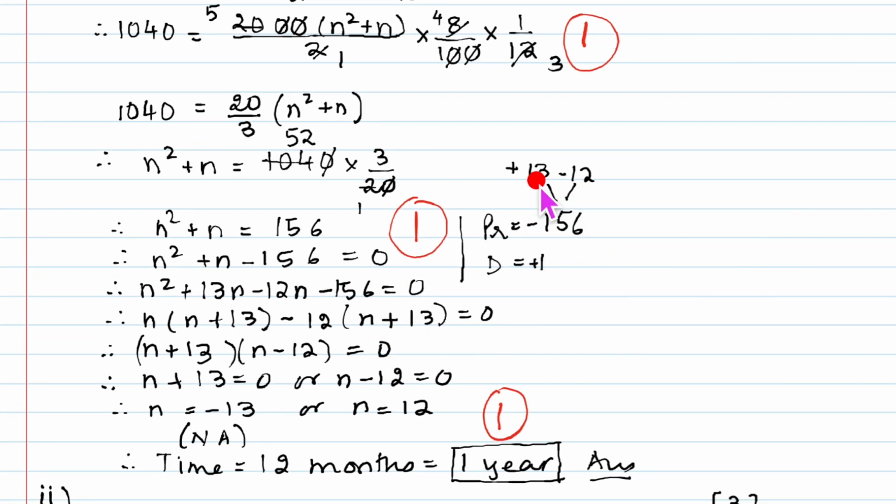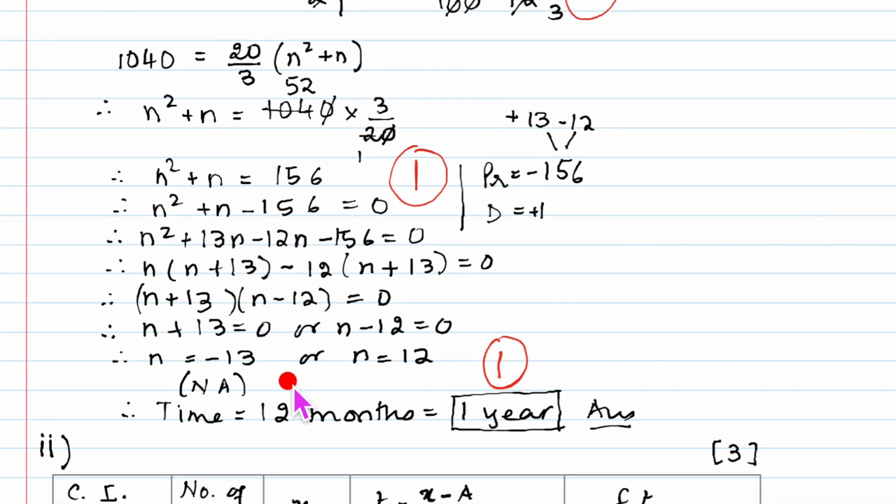We split the term like so and then after factorization, we get 2 factors here. So we'll say n plus 13 equal to 0 or n minus 12 equal to 0. And then that will give us n equal to minus 13 or n equal to 12. Now minus 13 as the number of months is not applicable. We cannot have number of months as negative. So time is 12 months, that is 1 year.